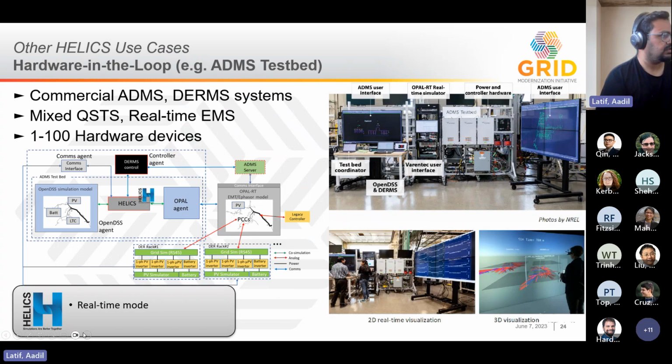I think one final use case I just wanted to talk about was the hardware in loop ADMS testbed. In this use case, we had Helix interface OpenDSS with an OpenRT agent, which is a real-time simulator. And in this case, Helix was running in real-time mode essentially, right? So wall clock time. So Helix can do both wall clock time simulations as well as simulation time, essentially, right? Where you lock simulator times and make sure things are synchronized before you move forward in time. So Helix was able to do that as well.